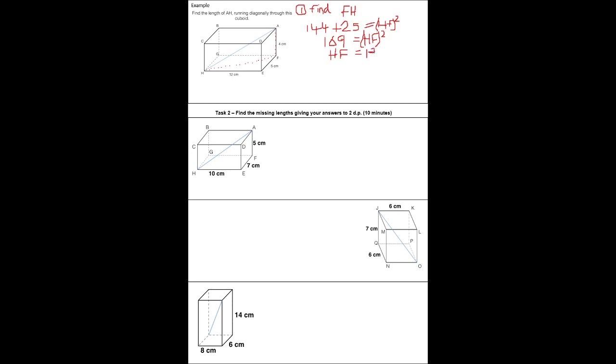So now what we've got is we've got this length that I've done in the dots. That's 13. You can label it if you want. So now we know 2 sides for triangle AHF. So I know that the vertical shorter side is 4. We know that the horizontal shorter side is 13, and we need to find the long side. So now we use Pythagoras again. So step 2, find AH.